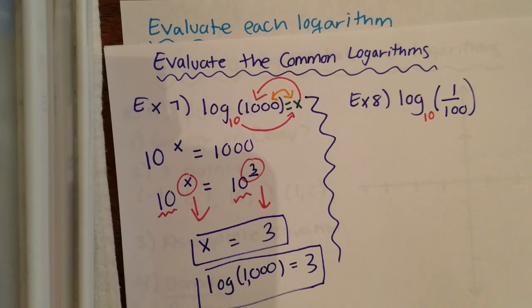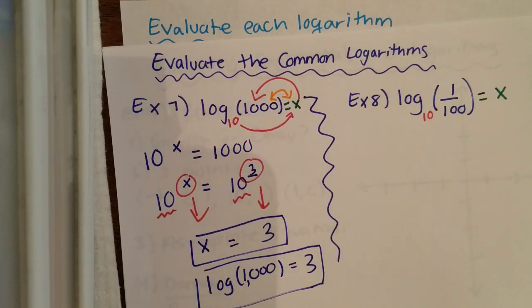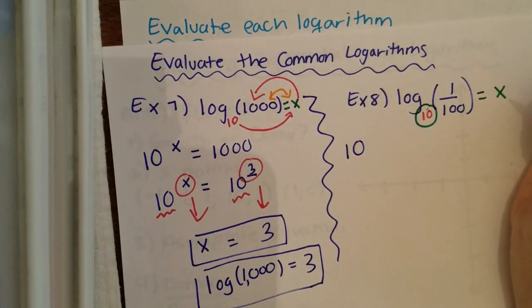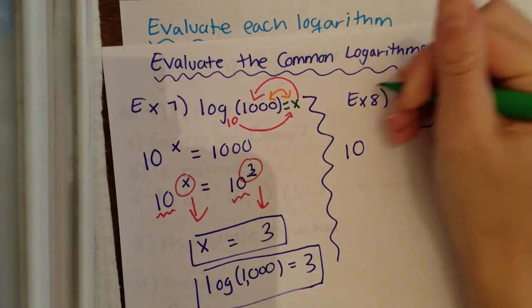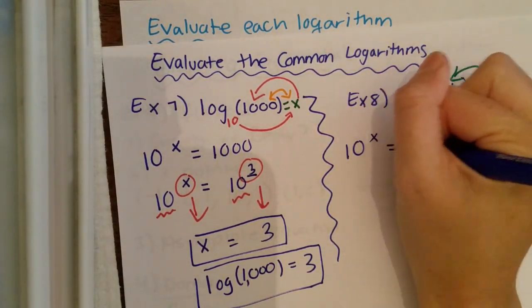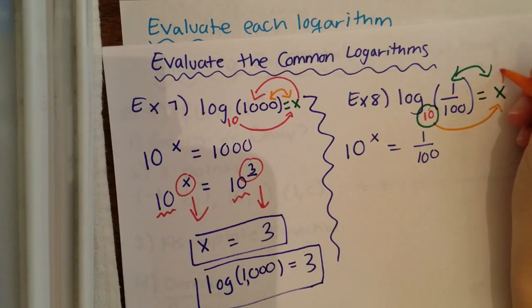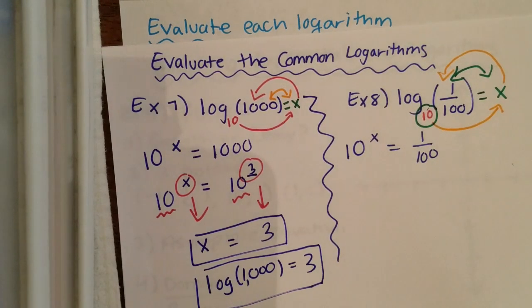So the first thing we do, we always set that log equal to an x if it's not equal to anything we're trying to evaluate. Next, we have to convert that logarithm into an exponential. The base of my log is the base of my exponential, which is this lovely 10 right here. Then these guys right here will trade spots. So my x is going to hop into the exponent of my 10, and the 1 over 100 is going to hop to the other side of my equal sign. Or again, you can say 10 to the x power equals 1 over 100. Whichever way works.